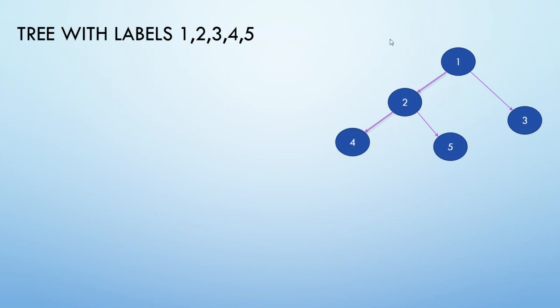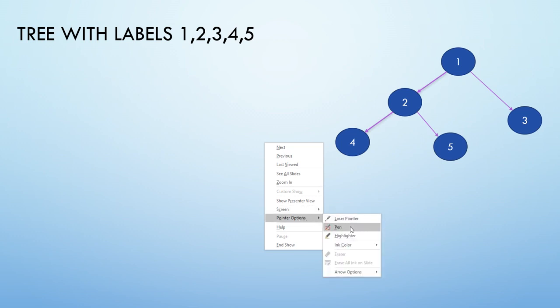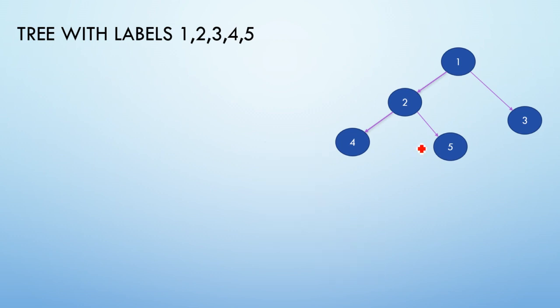As you can see, this is a tree with labels 1 to 5. Now we will be first finding out the in-order, pre-order and post-order. So let me just take the pen option. For in-order, we always consider the leftmost child first, followed by the root and then the rightmost child.